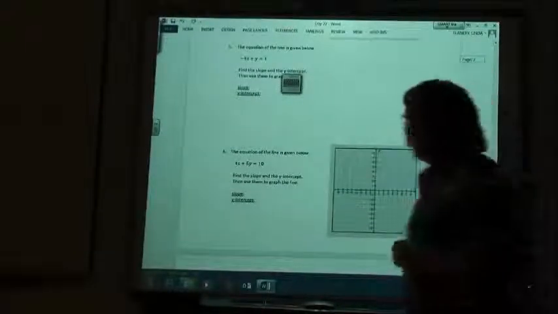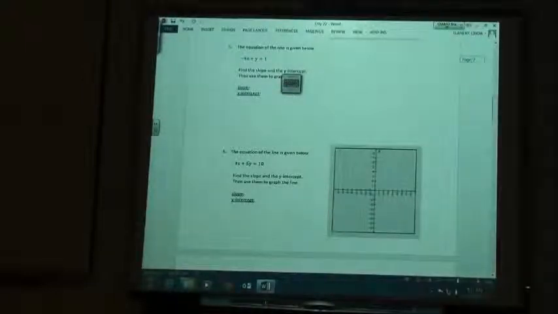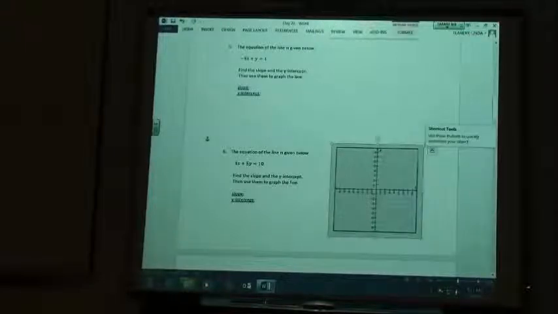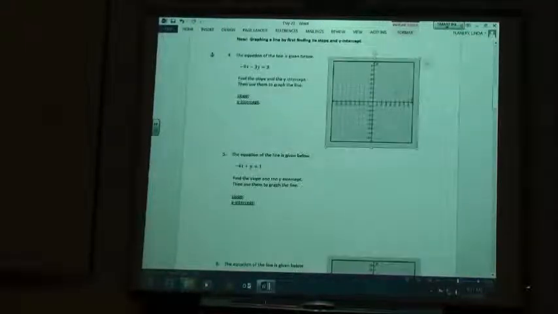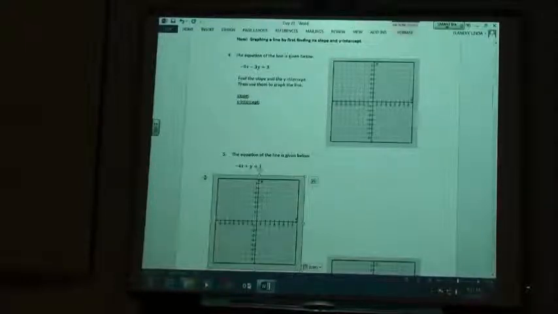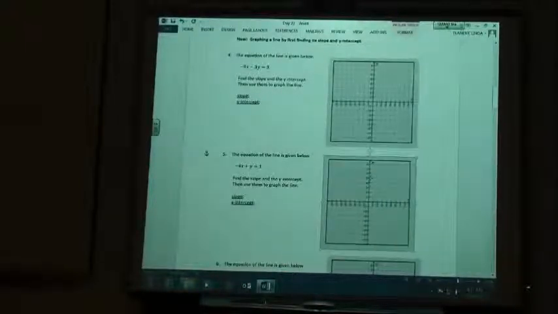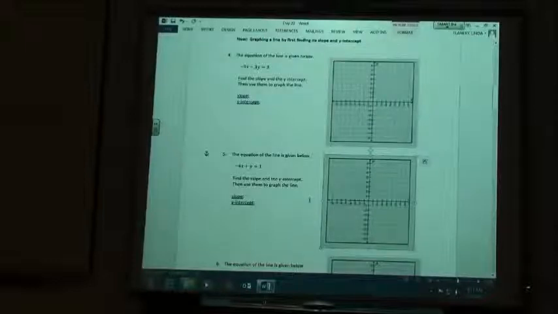Well, where'd the graph for number 5 disappear to? There's no graph there. You'll have to just sketch one in there. Oh, yeah. I don't know where it went. There was supposed to be a graph in there. I'll put one in there now.